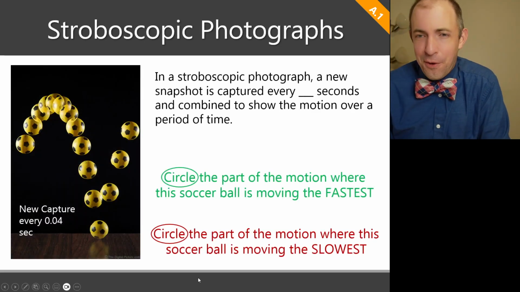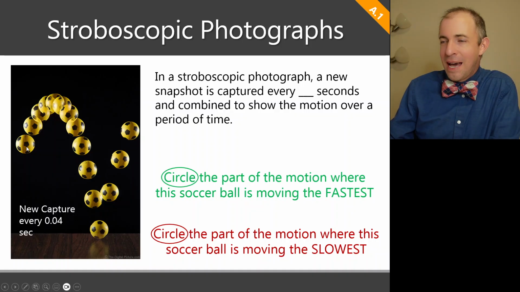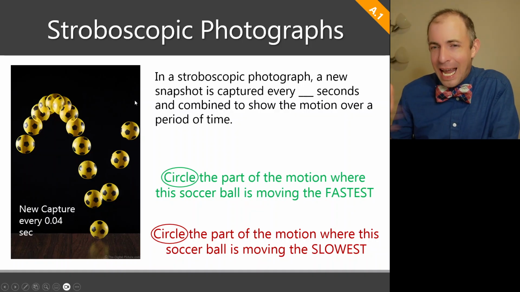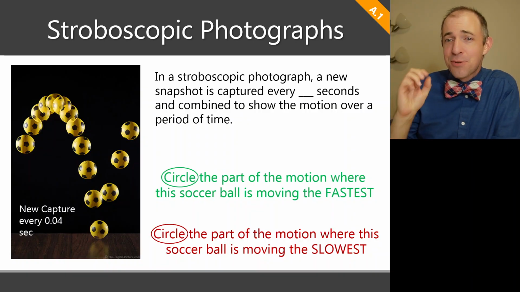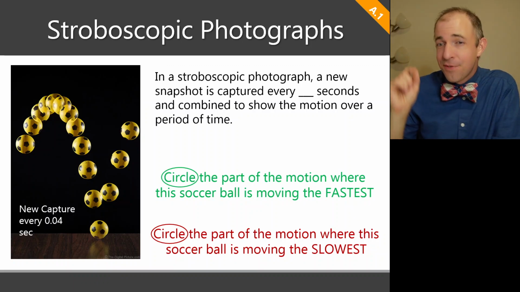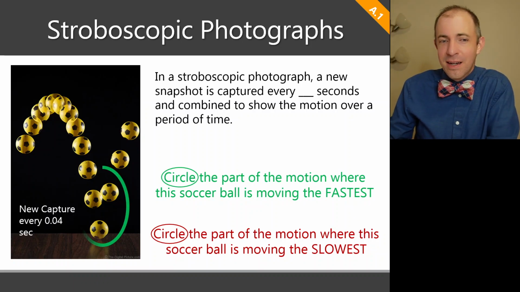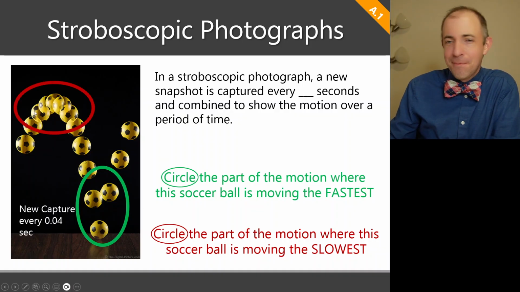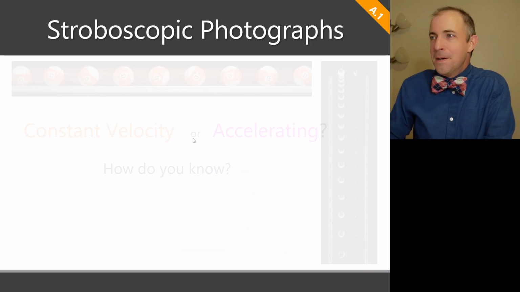A stroboscopic photograph is another way that we can talk about motion. In this photograph, we see this ball moving, and the way that we see it moving is a camera took a picture of it every 0.04 seconds. So think of a strobe light, and you can see that ball making its motion. Now, if it travels farther in that same duration of time, it means it's moving faster. So here, where it's moving the fastest is down at the bottom, and moving the slowest is up at the top. And we'll see that when we talk about free fall and projectile motion.